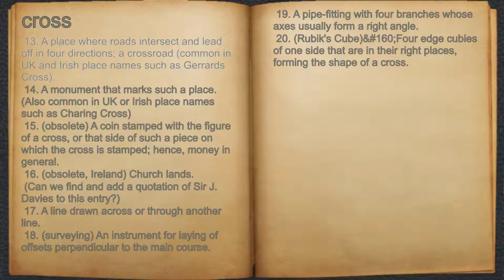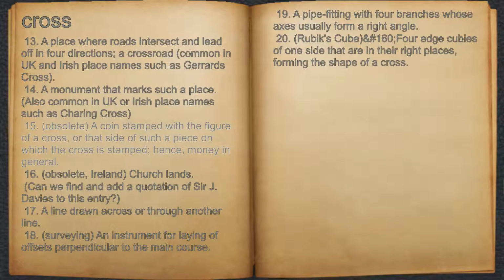13. A place where roads intersect and lead off in four directions, a crossroad, common in UK and Irish place names such as Gerrard's Cross. 14. A monument that marks such a place, also common in UK or Irish place names such as Charing Cross. 15. Obsolete. A coin stamped with the figure of a cross, or that side of such a piece on which the cross is stamped, hence, money in general. 16. Obsolete, Ireland. Churchlands. For example, can we find and add a quotation of Sir J. Davies to this entry?